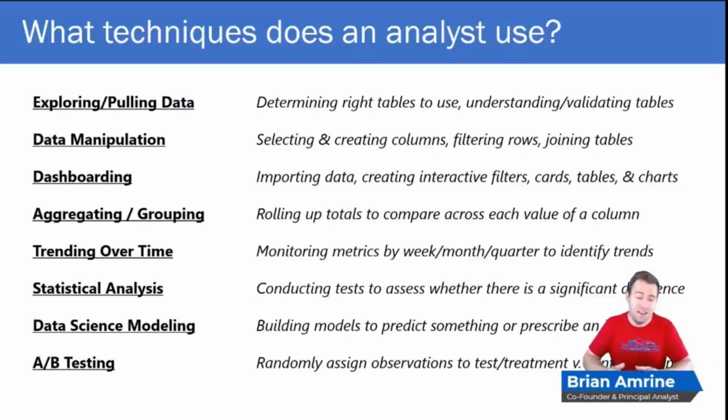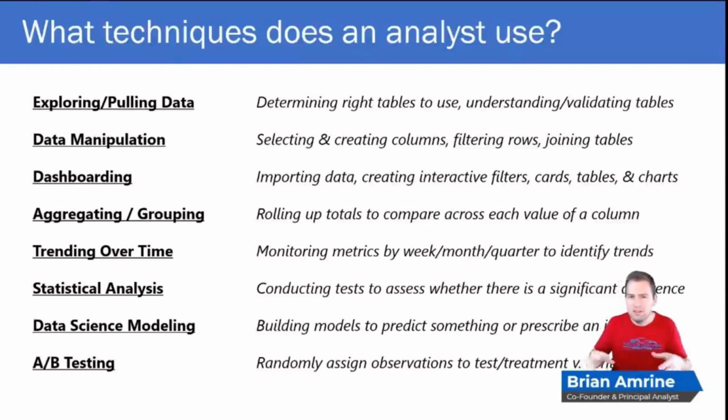And then there's A/B testing. This is the best way to determine the value that a certain treatment or initiative is driving. It involves randomly assigning observations, which could be people or products or geographies, but randomly selecting observations to belong to a test group, which will receive a certain treatment or initiative, and a control group, which will not.